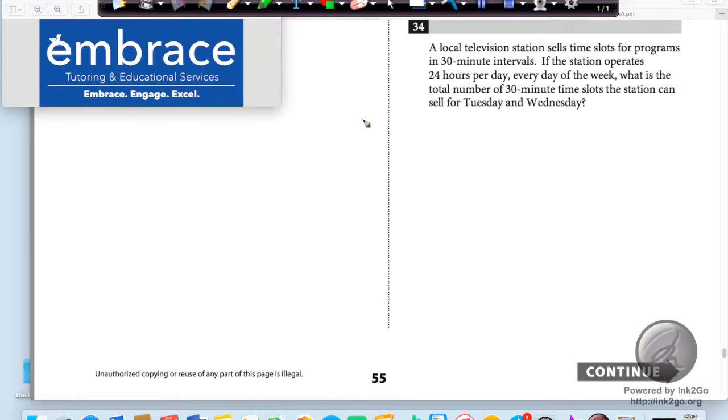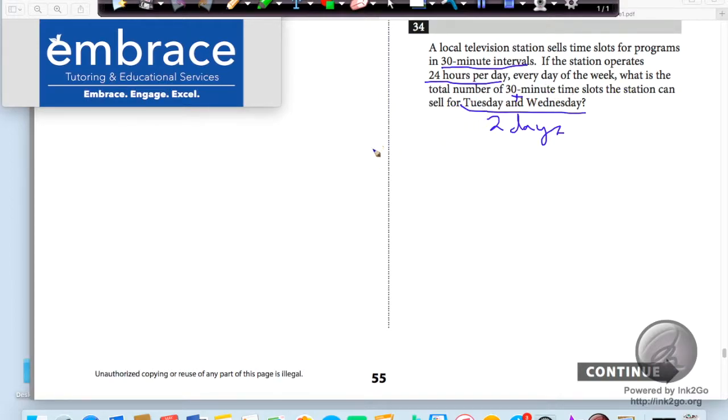Okay, great job. Question 34 is asking you, a local television station sells time slots for programs in 30-minute intervals. If the station operates 24 hours a day, every day of the week, what is the total number of 30-minute time slots the station can sell for Tuesday and Wednesday? So here I have 2 days. Right? Notice it's Tuesday and Wednesday, and as we previously discussed, the word "and" usually refers to addition. And it's asking me what is the total number of 30-minute time slots the station can sell for both.